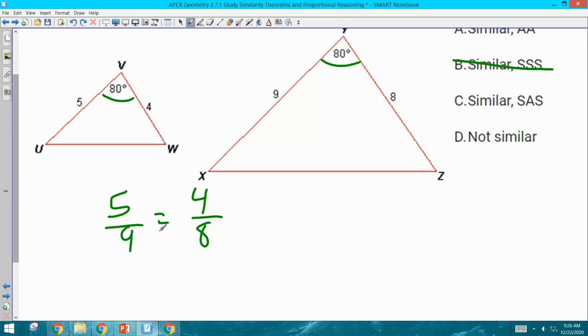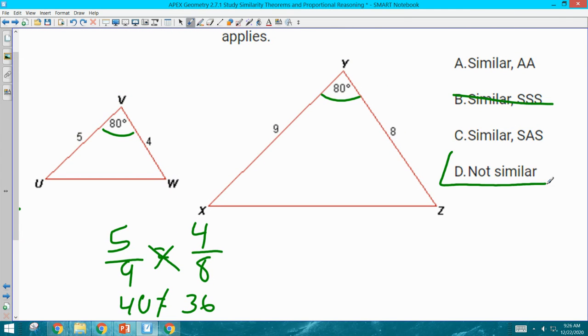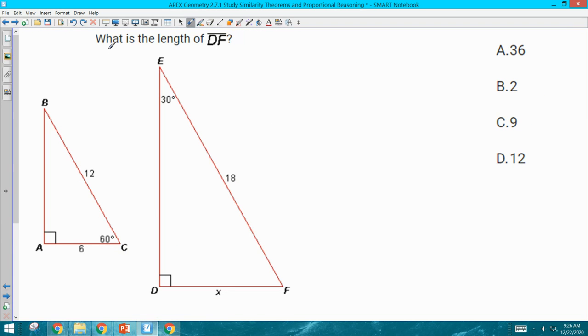So if I cross multiply here, 8 times 5 gives me 40, 9 times 4 gives me 36. These two are not equal, which means these two ratios are not a proportion. These are not proportional, so they are not similar to each other. Not similar.